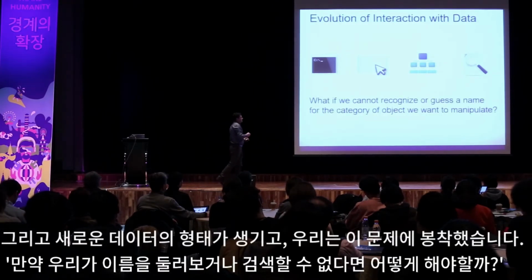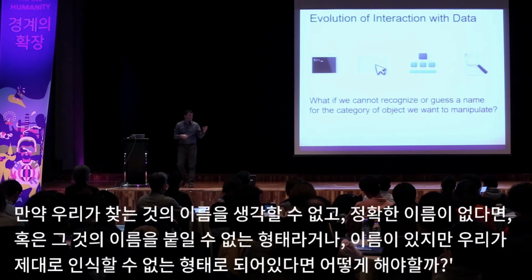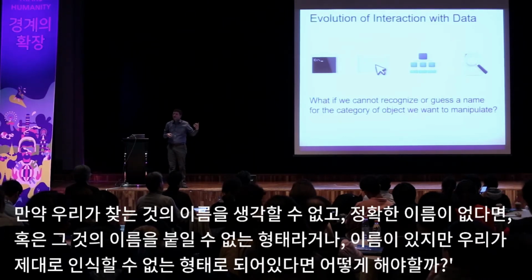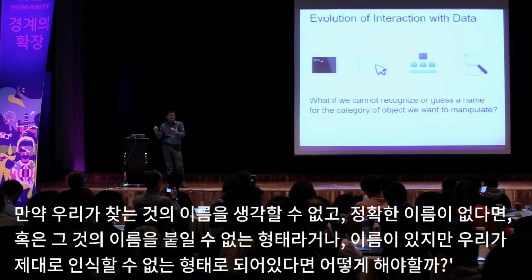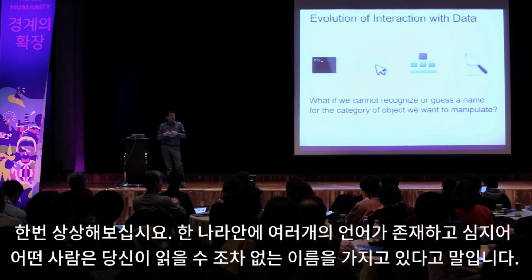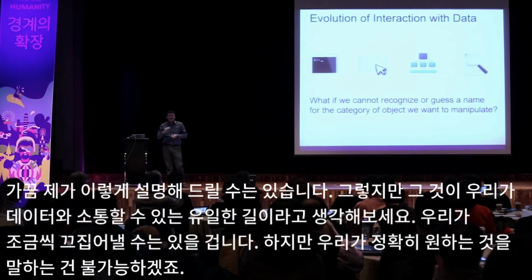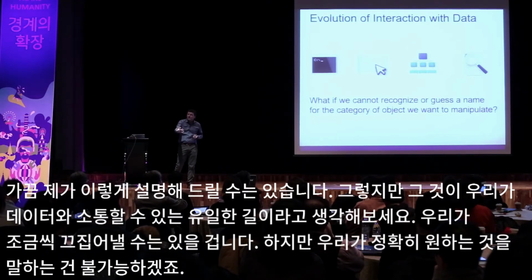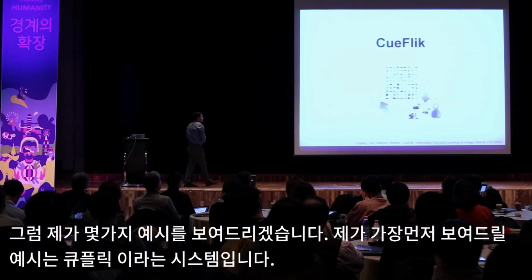And with new forms of data, what we encounter is this problem where, what if we cannot recognize or guess a name? What if the thing that we're looking for, we don't actually have a name for it? Or if we do, that name doesn't work. Or if it might exist, we can't recognize it. Right? So imagine being in a country where the language is different, and even if somebody has a name badge on, you can't read it. But imagine that is the way that all of our interaction is going to become with all this new data, right? We can point at it, but we don't have any way to talk about it and to say what we actually want.